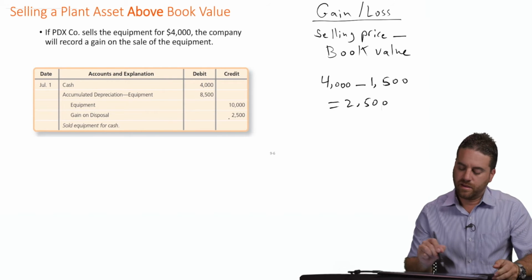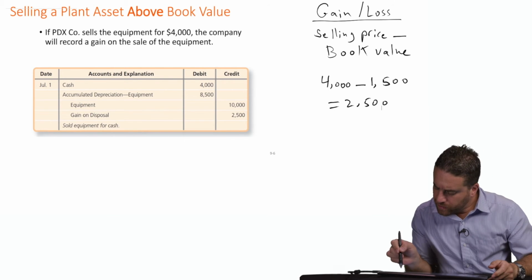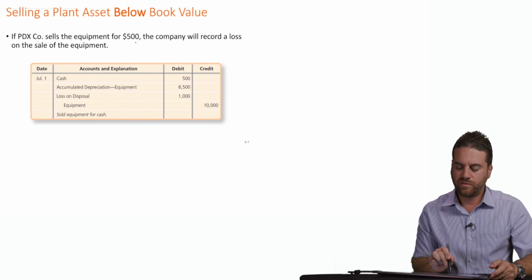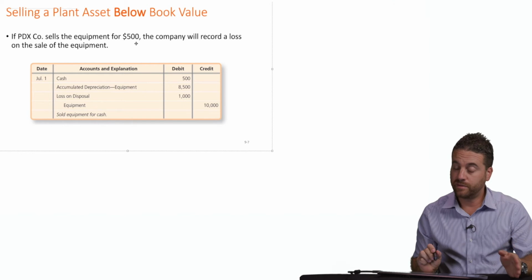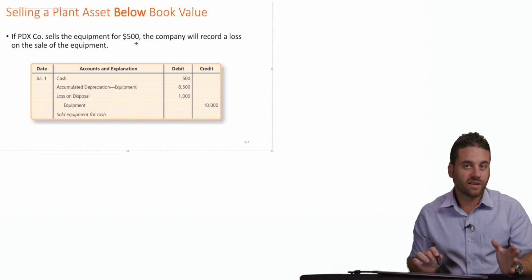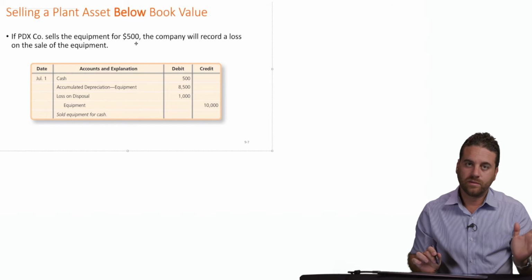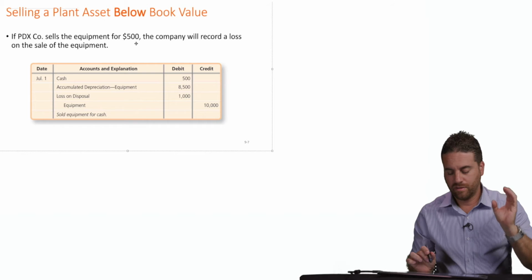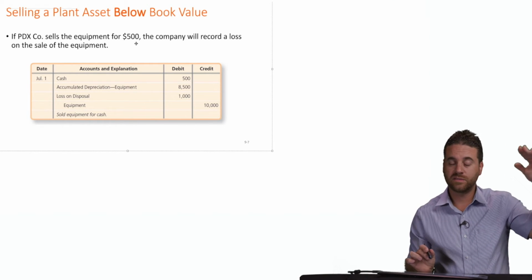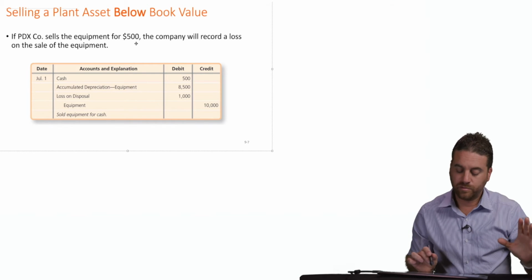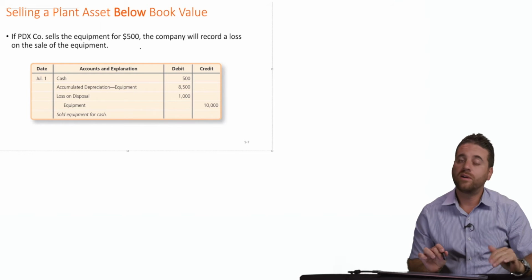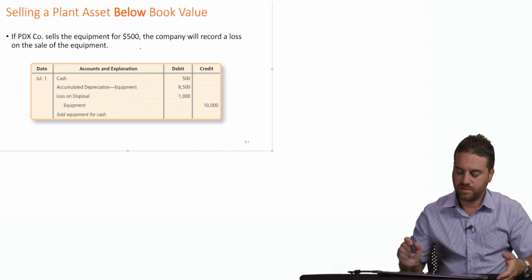Okay. Another example, let's say we're going to sell it below the book value. So let's say we sold it for $500. Remember, always think about the book value as a first step whenever it comes to selling above or below the book value. What's my book value? $1,500. It's the 10,000 minus the 8,500. Well, we sold it for 500. It's $1,000 lower than the book value. So how much are we losing? $1,000.